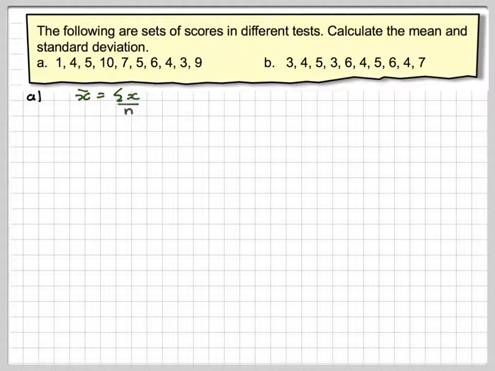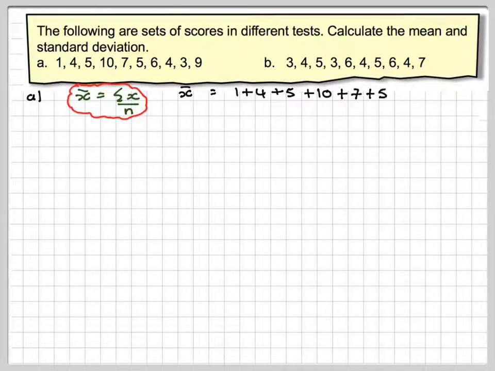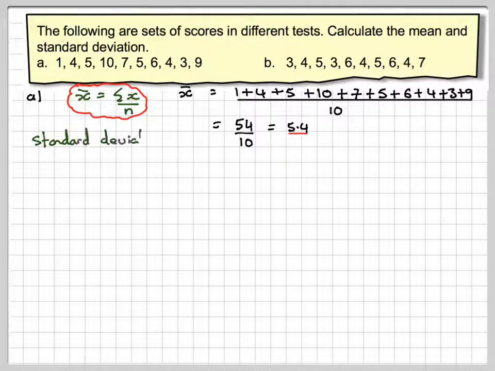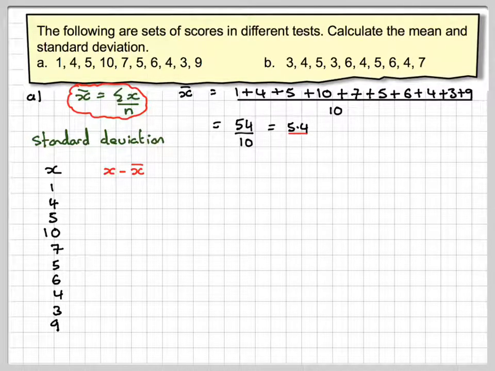So, finding the mean, the x bar is sigma x over n, so you need to add up all the values and divide by the number of values, which is 10, and that gives you 54 over 10, which is 5.4. For the standard deviation, we're going to need to write all the numbers down the side, and what the standard deviation does is work out how far each measurement is away from the mean. So we do 1 minus 5.4, which is minus 4.4, 4 minus 5.4, which is minus 1.4, 5 minus 5.4, which is minus 0.4, and then so on.